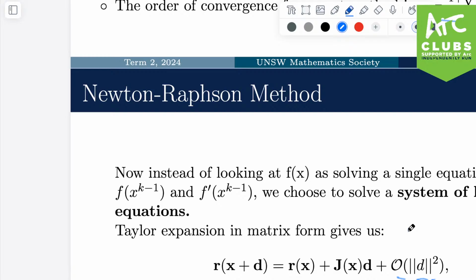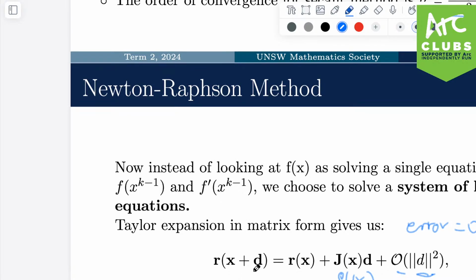Because if it's one-dimensional, the error will be O of h squared. And then in higher dimension, it just becomes the 2-norm of d squared. And here, Jx is just the Jacobian matrix. So if it's one-dimensional, Jx is just f dash x. But here, because we are looking at multi-dimension, we actually have a Jacobian matrix. And D is basically the same as H. D is just the vector, the multi-dimensional representation of H.